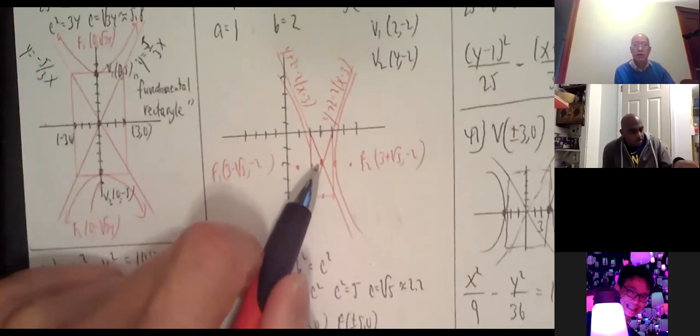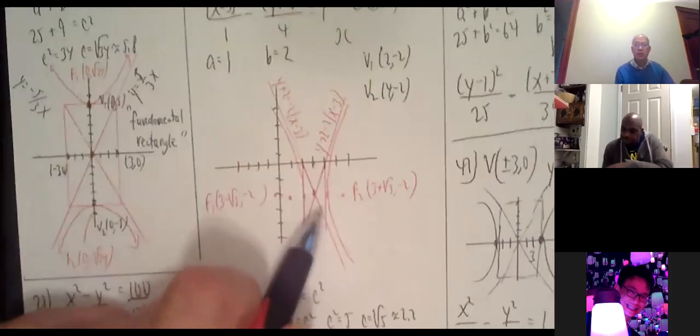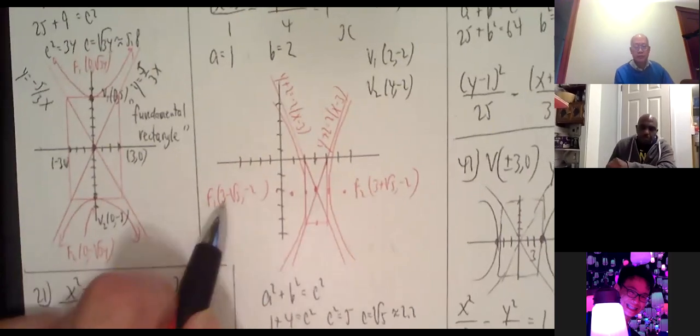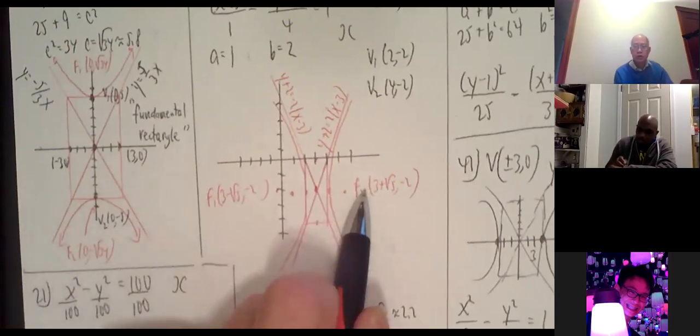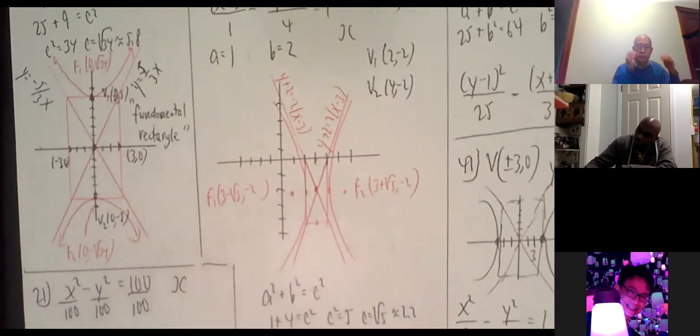This was 3, comma, negative 2, center. So if I go root 5 to the left, you should write it as focus 1: 3 minus radical 5, negative 2. Focus 2: 3 plus radical 5, negative 2.